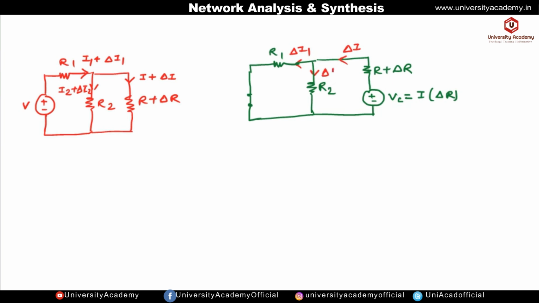So now we can simplify this network, and we can find the values of delta I1, delta I, and delta I2. So this is known as the compensation theorem.